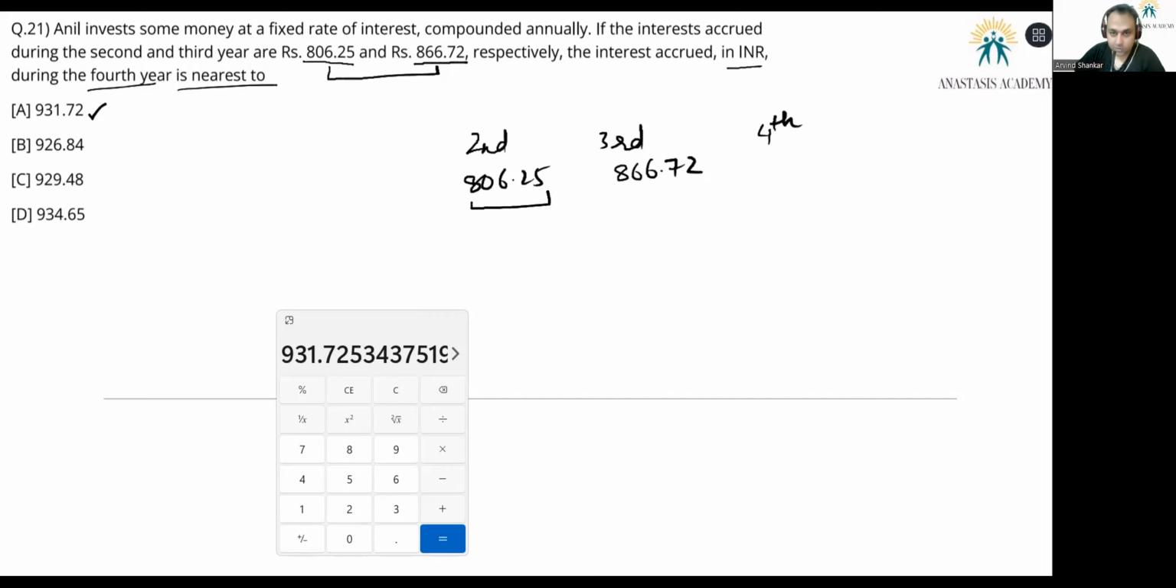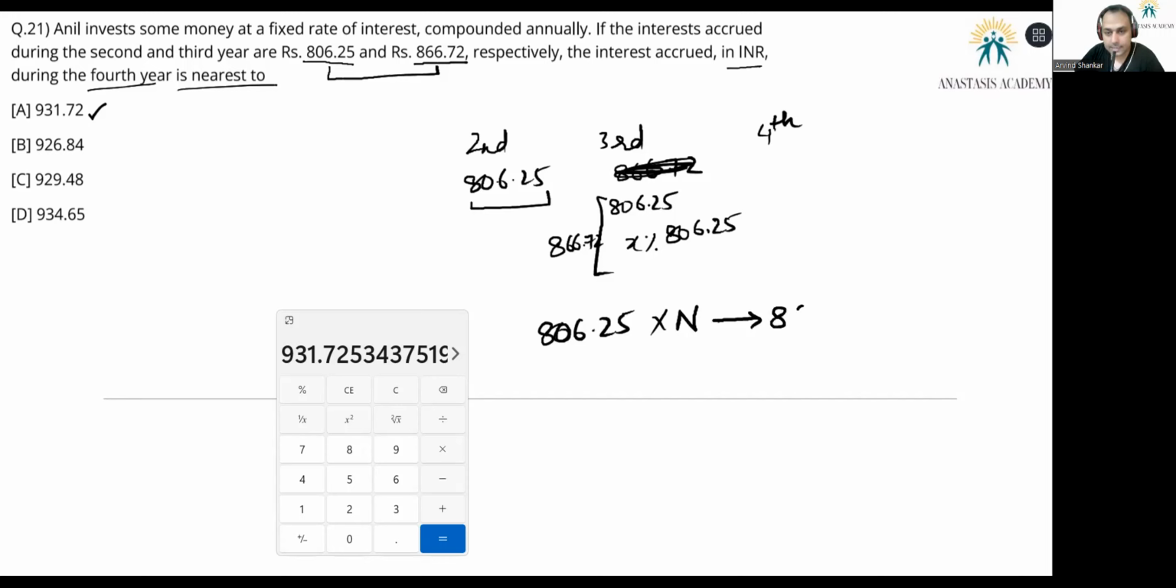जितना भी इंटरेस्ट मेरे को नेक्स्ट ईयर भी मेरे को 806.25 मिलना था, इसका ब्रेकअप करो. 866.72: I should have received 806.25 plus the interest on whatever X% interest on 806.25, which means 806.25 has been multiplied by some constant to arrive at 866.72. अगर एक कांस्टेंट से मल्टीप्लाई करके अगली चीज पे आए हैं, अगर मेरे को नेक्स्ट टर्म चाहिए, फिर से उसी कांस्टेंट से मल्टीप्लाई करना होगा.